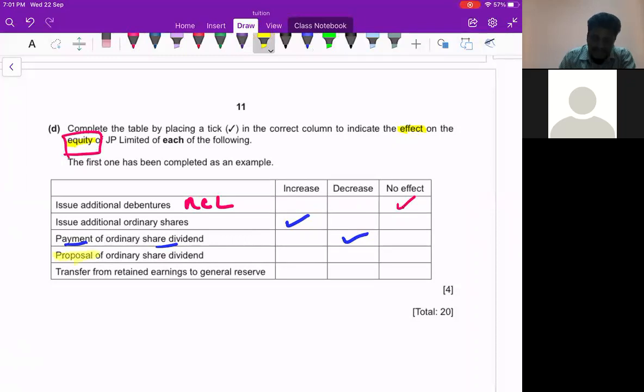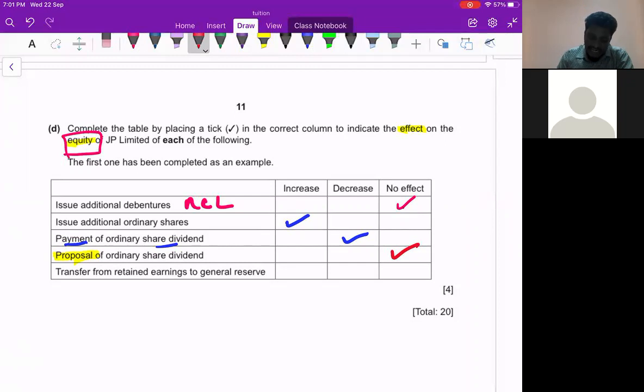Proposal. Propose means recommend. The proposed dividend cannot be recorded anywhere in accounting. So there will be no effect.